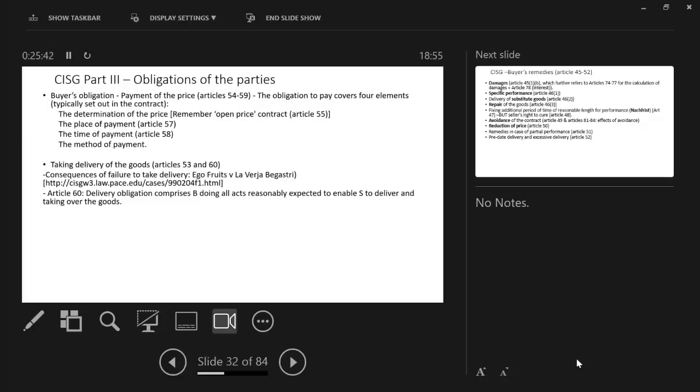Buyer's obligations, payment of the price. Typically, the obligation to pay covers four elements: determination of the price, place of payment, time of payment, method of payment. And when we start to turn to payment next week, this is how we're going to focus on it. Essentially, price, place, time, and method.